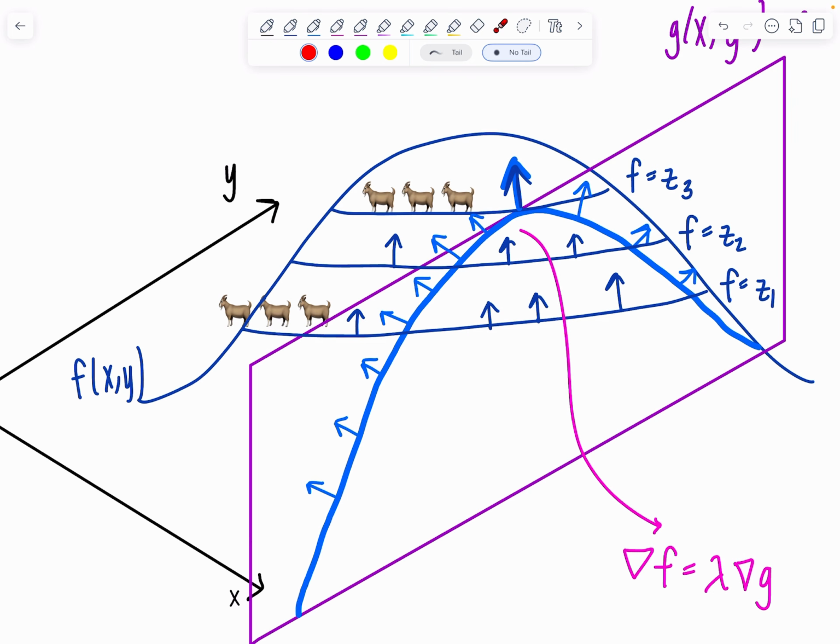So hopefully once you see this picture, parallel curves first, then parallel gradients, the process of Lagrange multipliers should stop feeling mysterious and just be an inevitable method for solving optimization problems for functions of more than one variable.